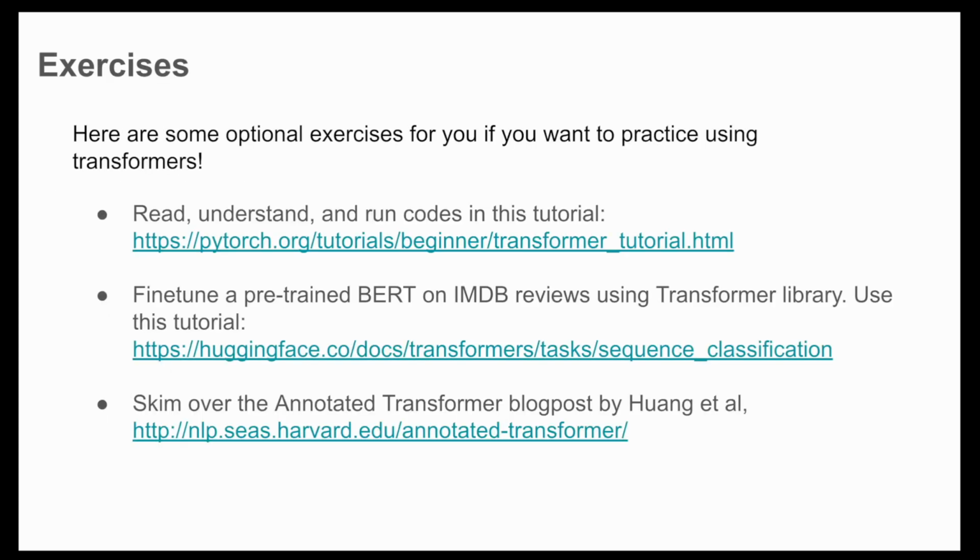If you want to dive deep into transformers, or if you want to do some practice, I have some links for you. You can go to the first link and try to read, understand, and learn the code in the tutorial. It is on PyTorch. You can also try to fine-tune a pre-trained BERT on IMDb reviews using the Transformers library. You can use this tutorial on Hugging Face. It should be fast, but you will learn many things by trying to do it. You can also skim over the Annotated Transformer blog post by Huang et al. We used this Annotated Transformer blog post in some slides in this video.